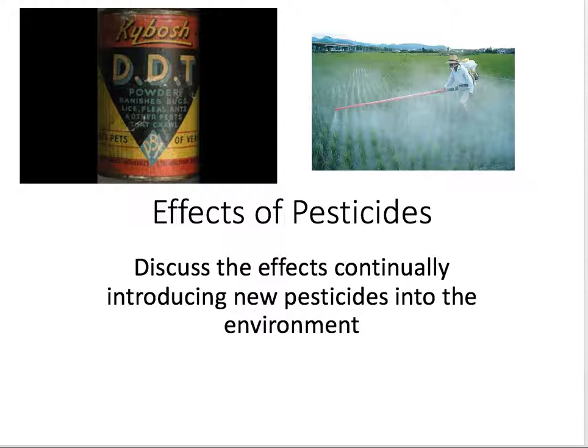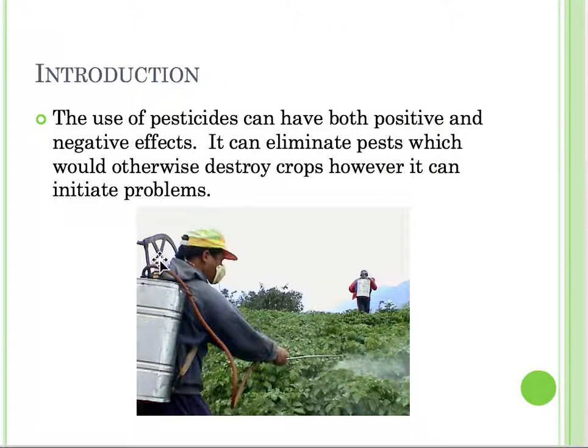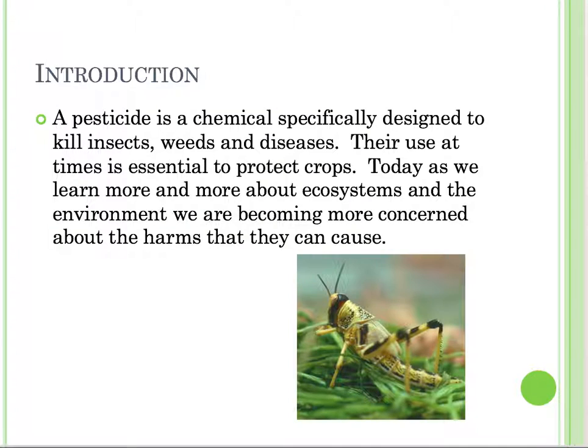So our first dot point is to look at the effect of continually introducing new pesticides to the environment, including the 3 points that I just spoke about. So the use of pesticides can have positive and negative effects. Obviously, it can eliminate pests which would otherwise destroy crops, but it can also initiate long-term problems.